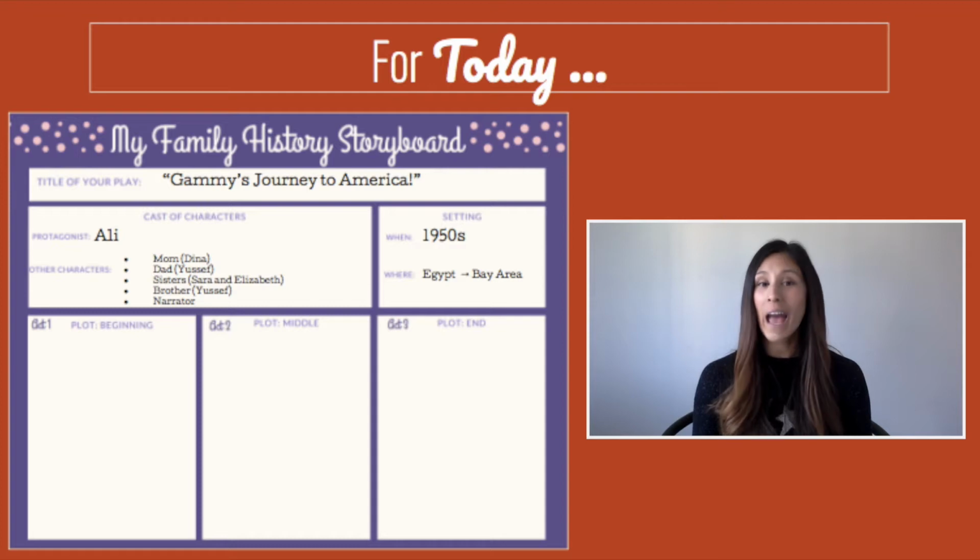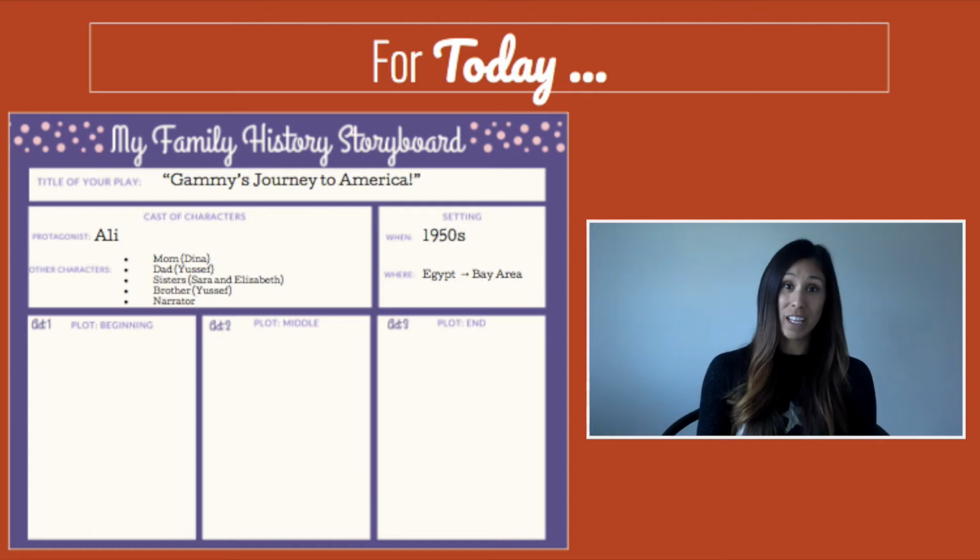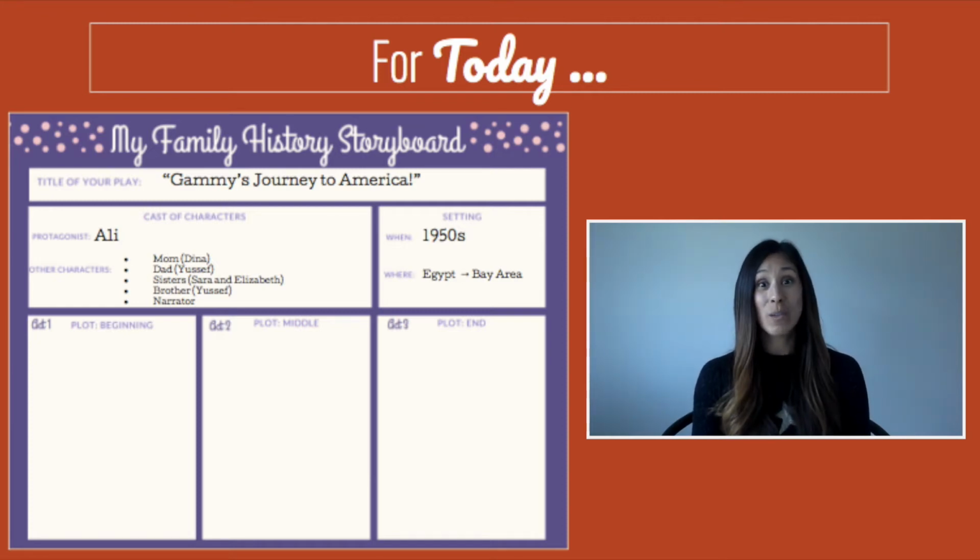Next up is the plot. So I'm starting with Act 1, which is the beginning of Gammy's story. So remember that at the beginning of a play, normally the writer introduces the characters, the setting, and the problem. In our case, Gammy didn't have a problem, but we would just talk about how her family made the decision to leave Egypt to come to America. So that is the problem, even though it wasn't a problem. Great. Act 1 is all complete.